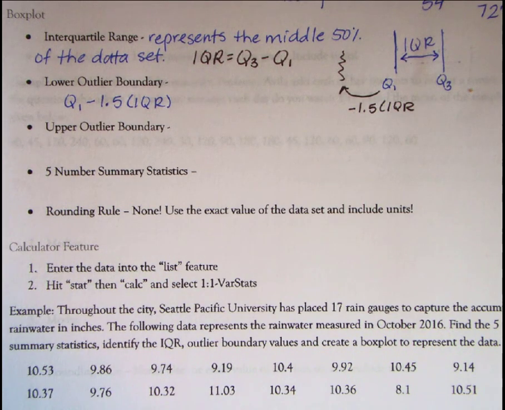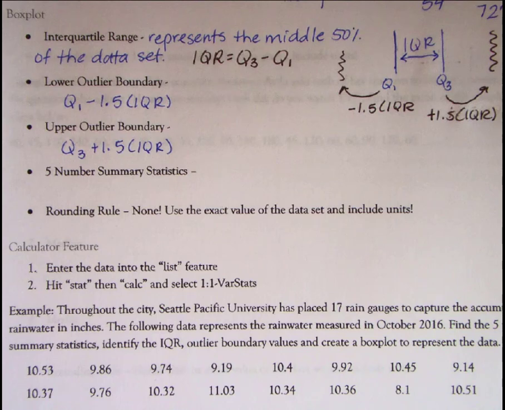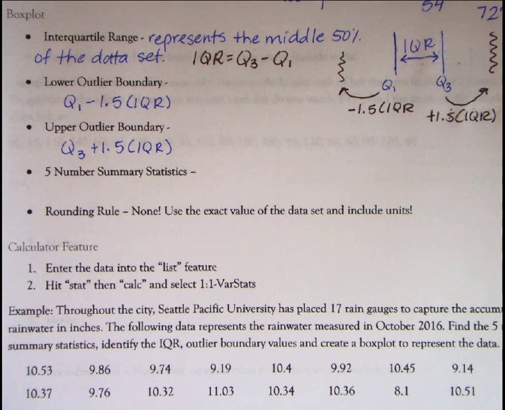For our upper outlier boundary, we're going to start with our upper quartile, or third quartile, and now we're going to add 1.5 times our interquartile range. This will give us a value that will now be our upper cutoff to determine if we have any outliers on the right-hand side of our data set. Again, we may or may not have any outliers, but these boundary values will help us determine that.